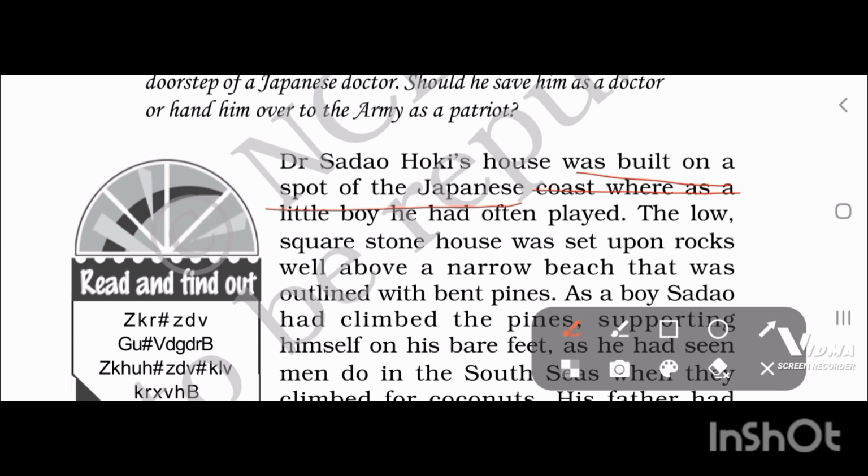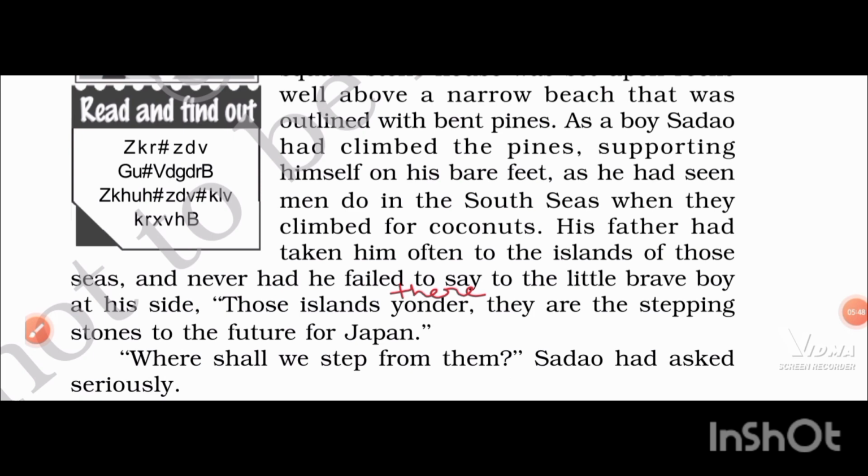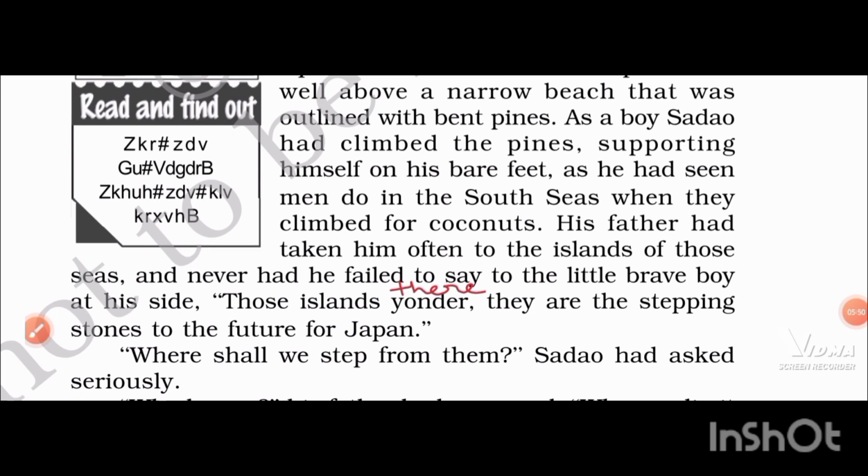The low, square stone house was set upon rocks well above a narrow beach that was outlined with bent pines. So this house was low in height, as I hope you know that in Japan, especially, low houses are built. So yes, square in shape and built on rocks of the beach, which had many pine trees and was a bit narrow. So this is the clear-cut description given by the writer here.